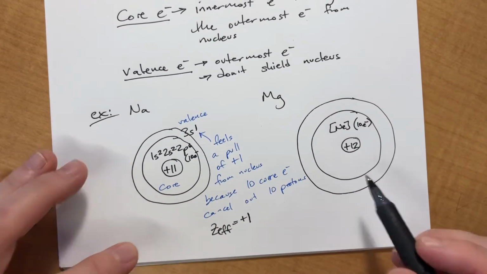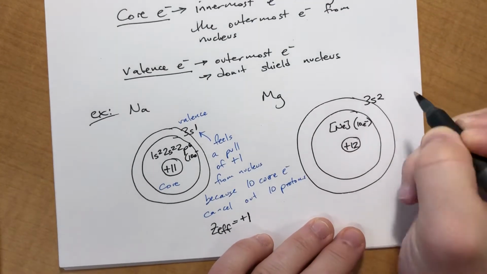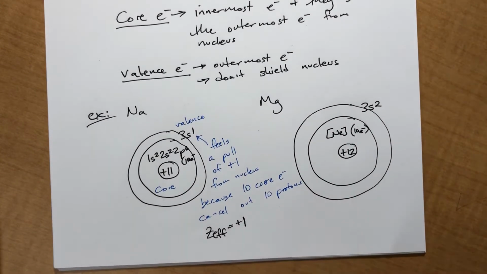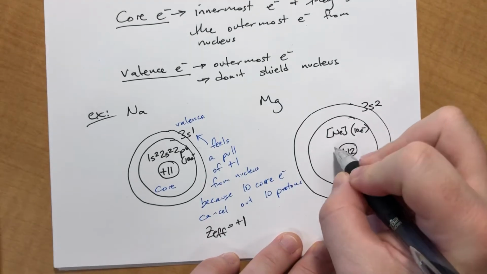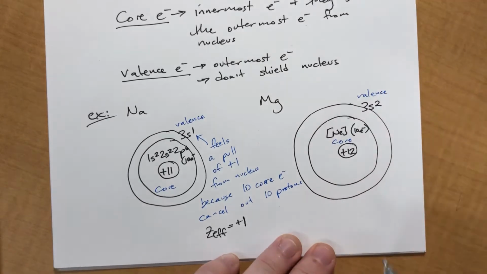I drew it bigger. That doesn't necessarily mean it's bigger. I just can't draw. Sorry. So the 3s2 is on the outside. So these are the core electrons. These are the valence. Okay.